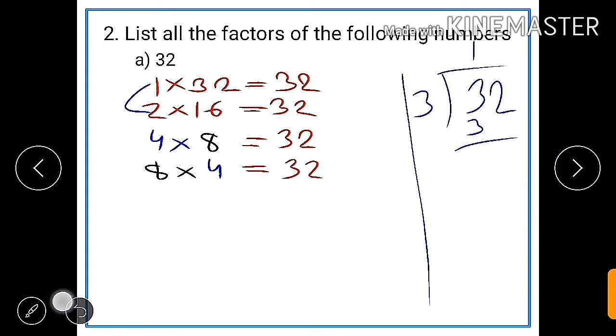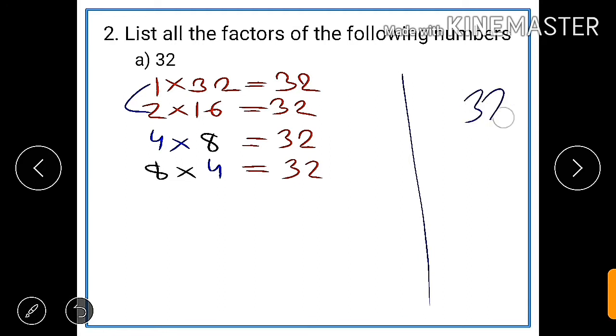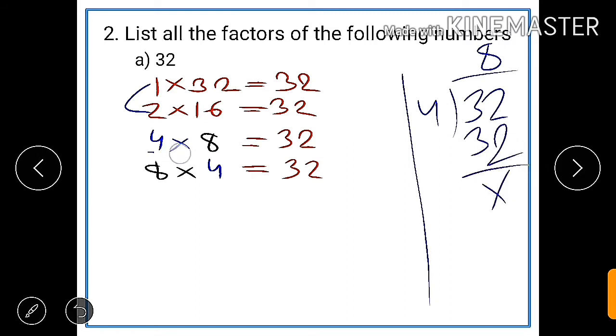Next we will check 4. After 3 we have 4. So we will check whether 32 is divisible by 4 or not. So we know 4 8s are 32. So it is exactly divisible. So you will write 4 into 8 equals 32.